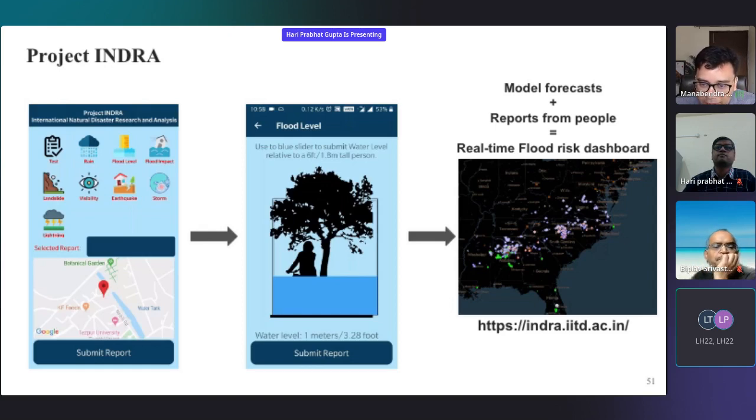And finally, we have a dashboard already set up at indra.iitd.ac.in if you want to look at it. But there is a lot of work that needs to be done in terms of making it even better. Next slide, please.